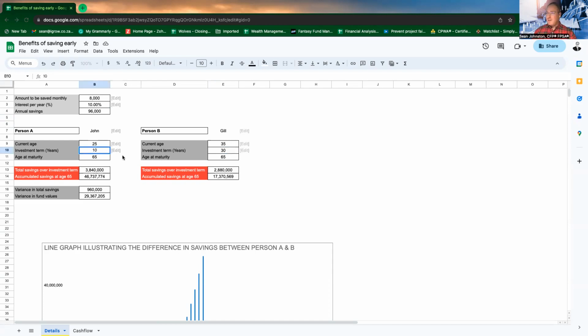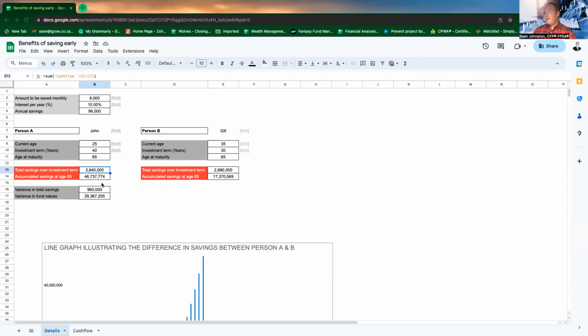You can maybe make it a 10-year period, and that's the age of maturity when you're going to need the money. But in this case, I'm just going to work on a hypothetical scenario that John and Jill are saving towards their retirement, and this is the amount that they'd like to put away towards their retirement.